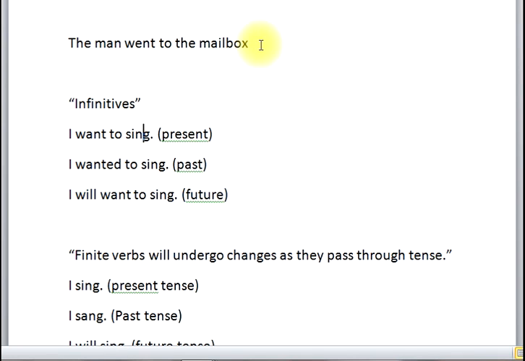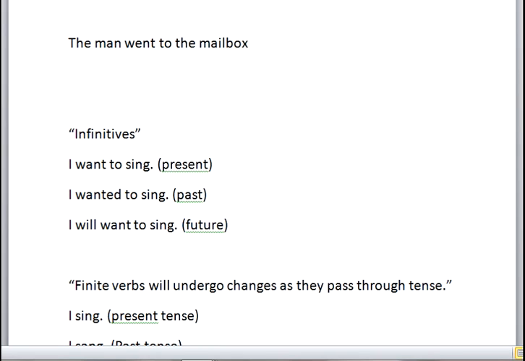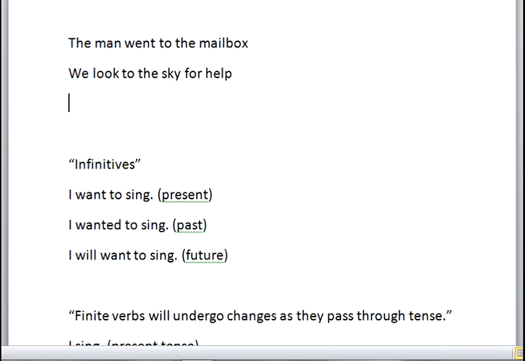So notice that prepositional phrases: the man went to the mailbox, we look to the sky for help. What's another one? The mouse runs to the hole. So here is direction as to how the looking takes place, direction as to where the went, the action of moving, in what direction. A lot of the times, if the to is really part of a prepositional phrase, like to the sky, to the hole, it's going to give you information about direction of movement.